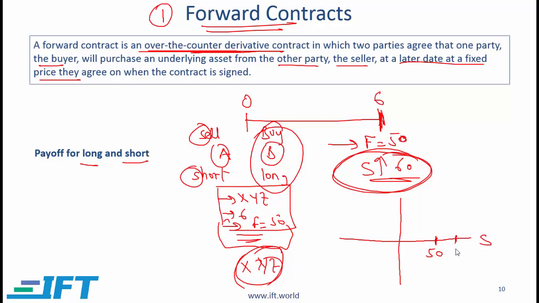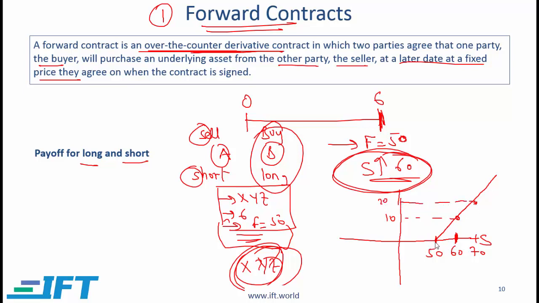What if the stock price is 60? Then the payoff or the gain to the long is 10. Why? Because the long will pay 50 for the underlying asset XYZ, and then the long can sell that same asset for 60 in the market, because the market price here is 60. If the market price is 70, then the gain to the long is 20. So notice that the payoff diagram looks like this.